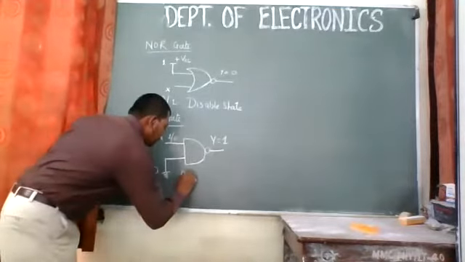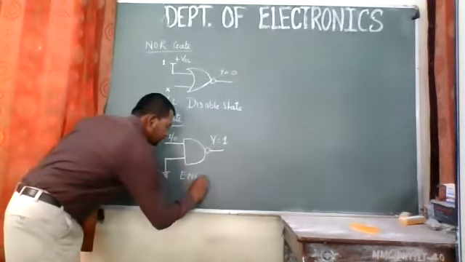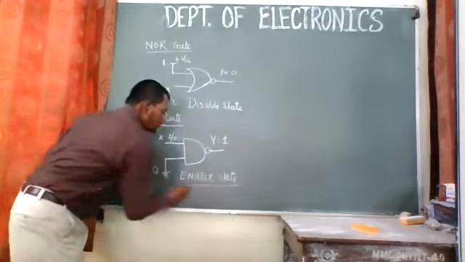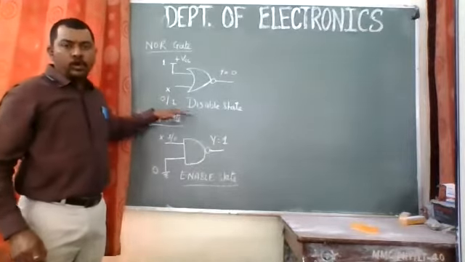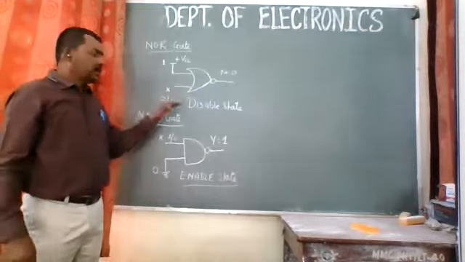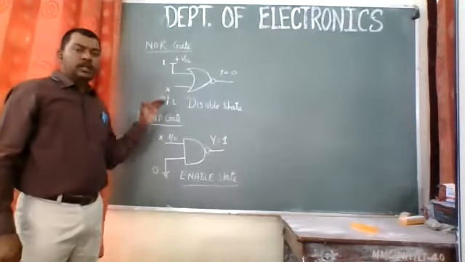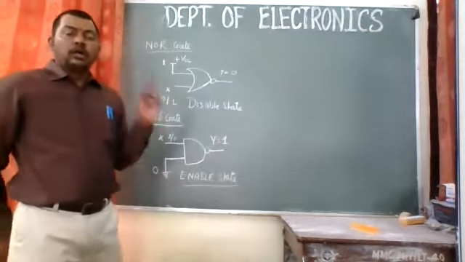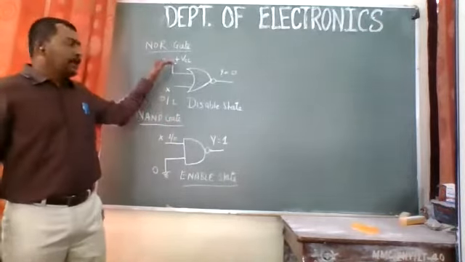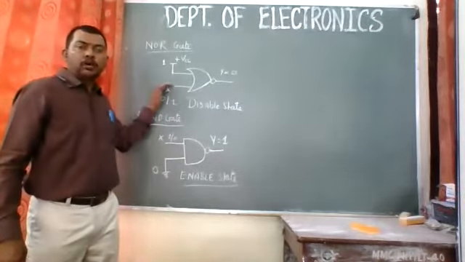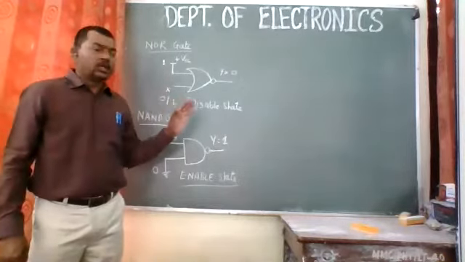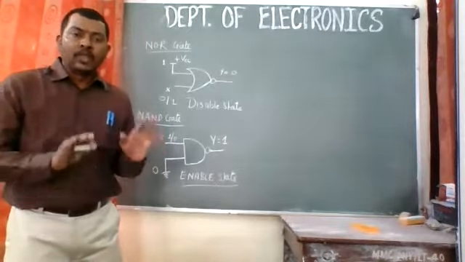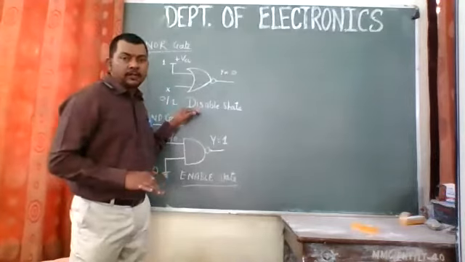So enable state, or enable condition. This is how we can use these two gates in different modes. For a NOR gate, we can use it in a disable state, and similarly, for a NAND gate, we can use it for the enable state. The condition is that one input of a NOR gate is kept high, then we don't have to care about the other input, whether it is 0 or 1, the output of that NOR gate will remain 0, and therefore it is called the disable state.